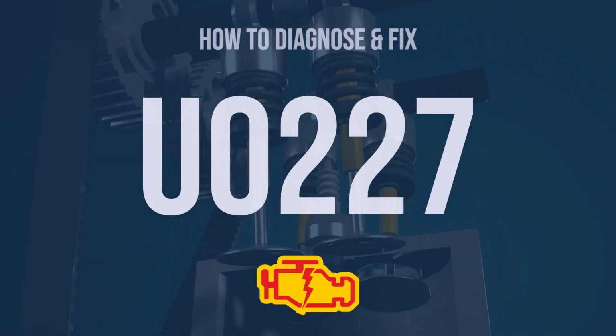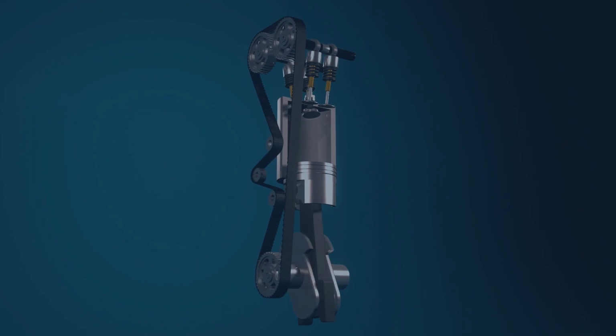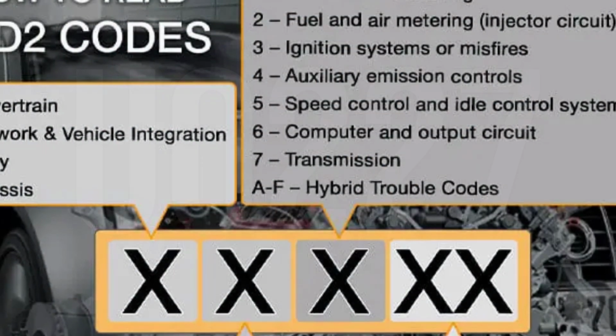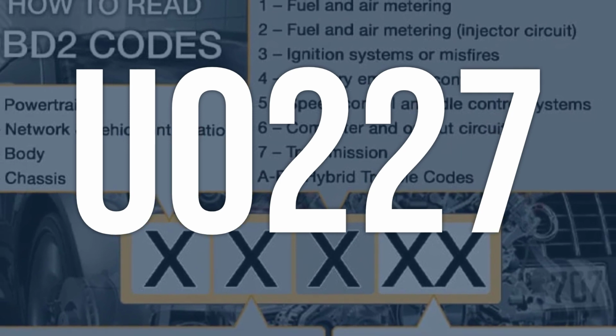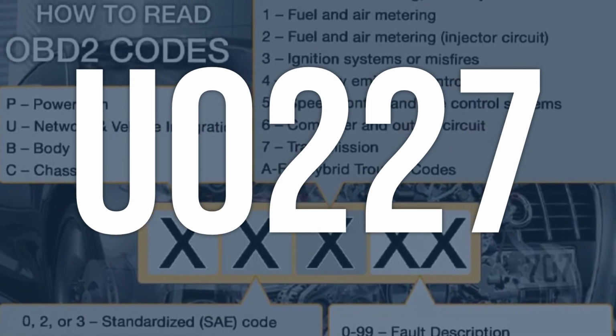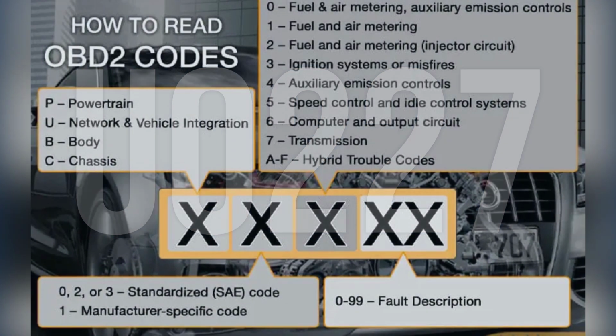This video is going to explain the meaning of this error code, and show you how to diagnose and fix it. The OBD-II fault code U0227 means that there is a communication problem with the door window motor F. This could be due to a wiring issue or a faulty control module.